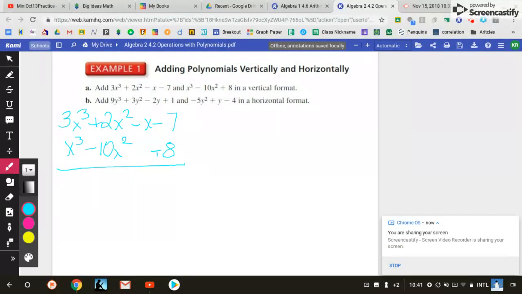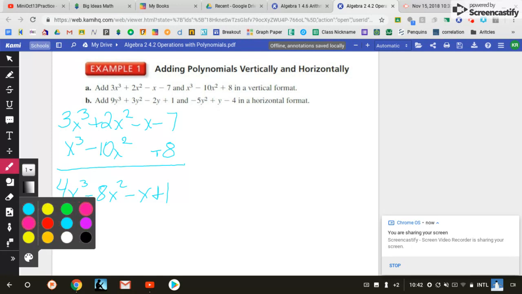So 3x cubed plus x cubed is 4x cubed. 2 minus 10 is negative 8x squared. Negative x plus nothing is negative x. And then negative 7 plus 8 is a positive 1. So easy enough. Just line everything up, add things that are alike, and you're done. Okay, the other way to do this is to do it horizontally. And that's just where you write everything in the same line.